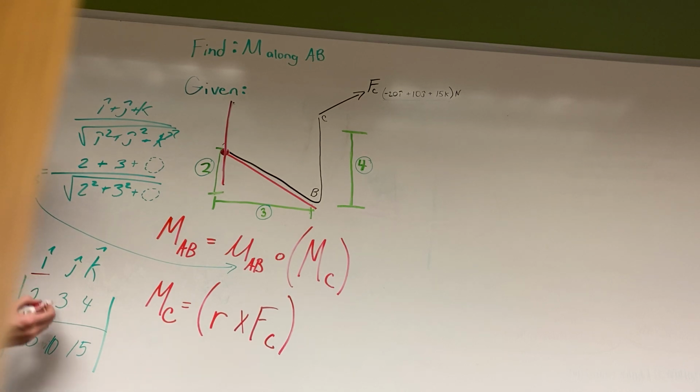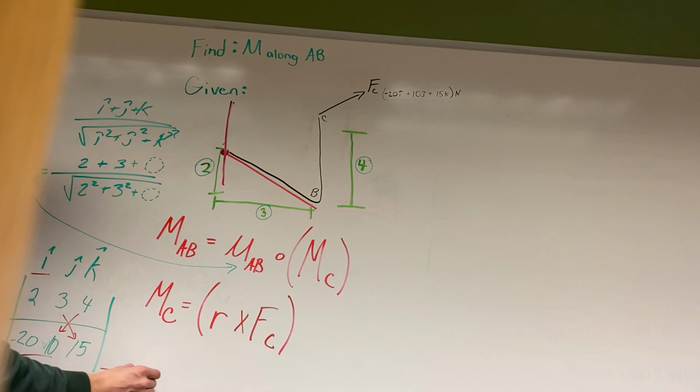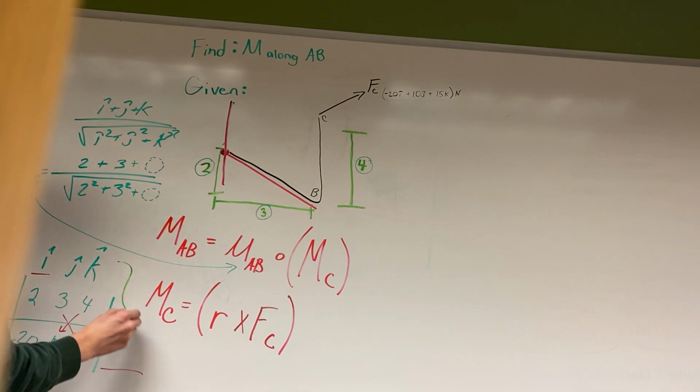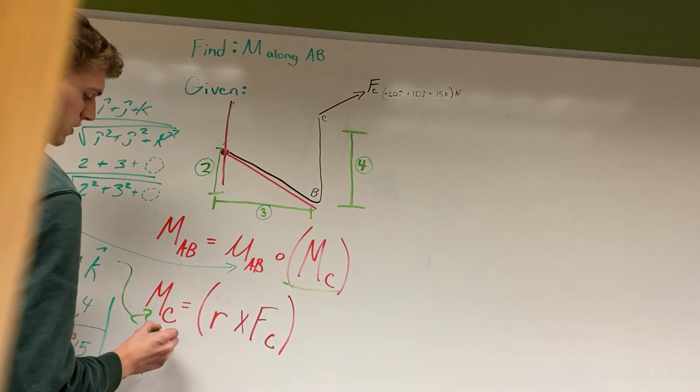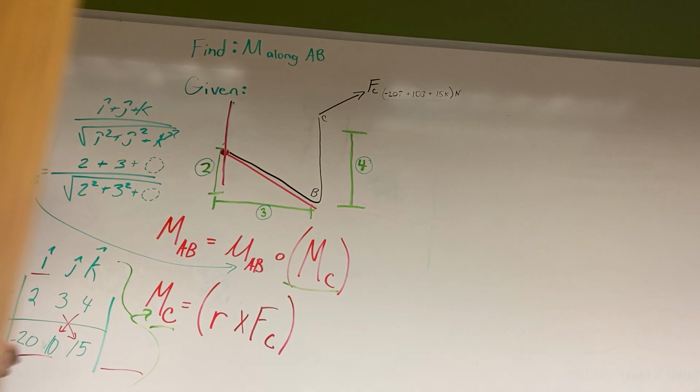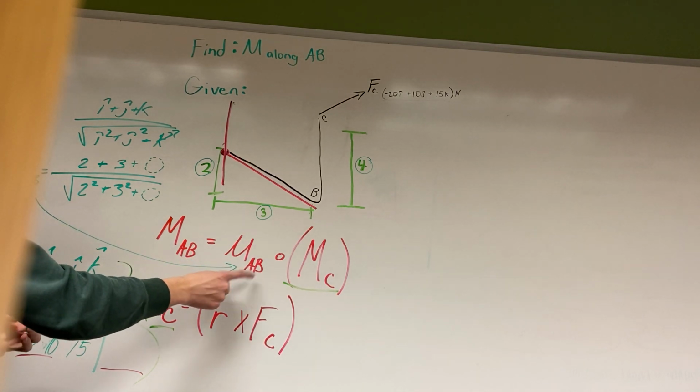Remember, we take our I's, multiply across, minus, multiply across, and we do the same thing for our J's and our K's once we move this part over here. That is going to give us our MC, which will then be our MC over here as well. And those two, we would take dot products to find our U of AB.